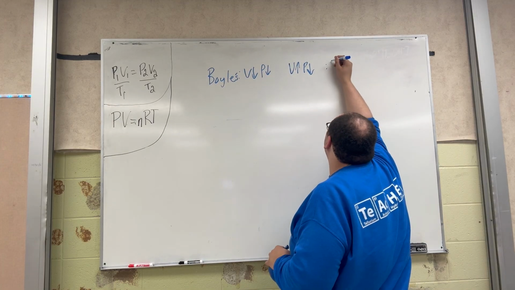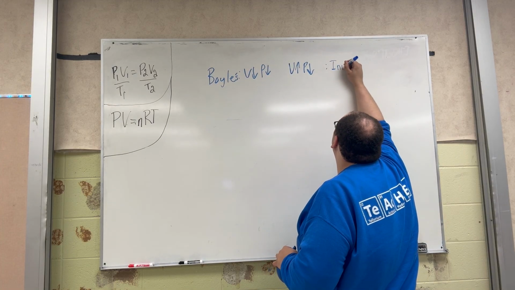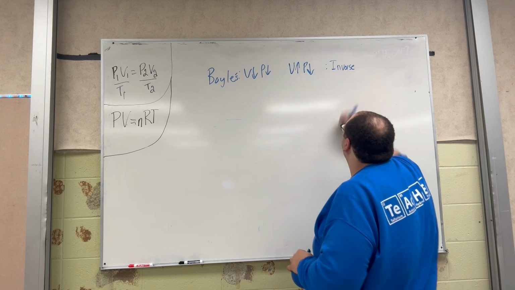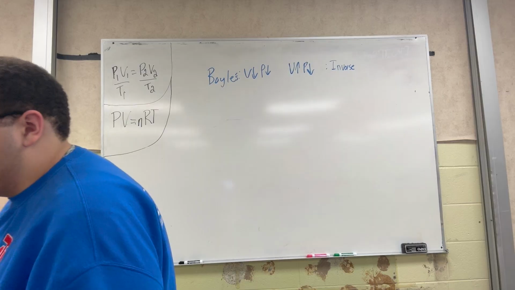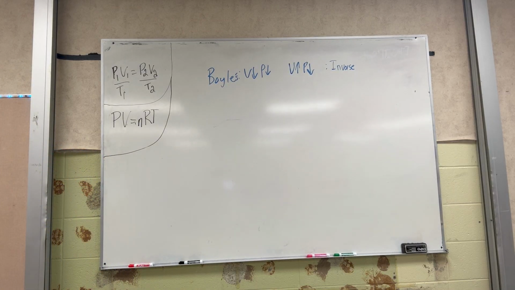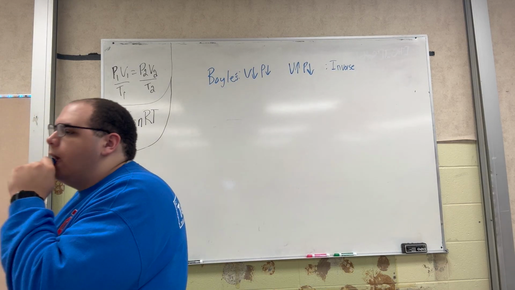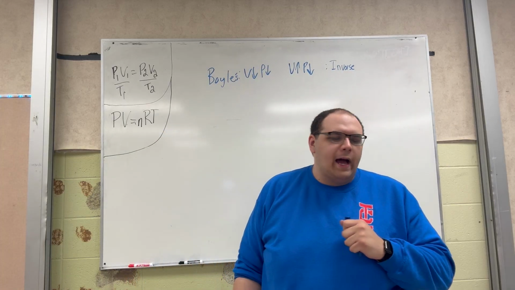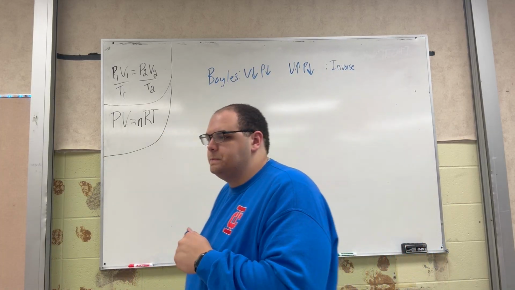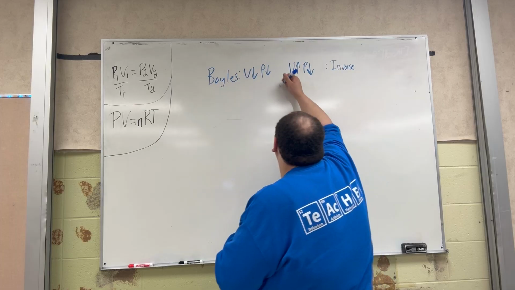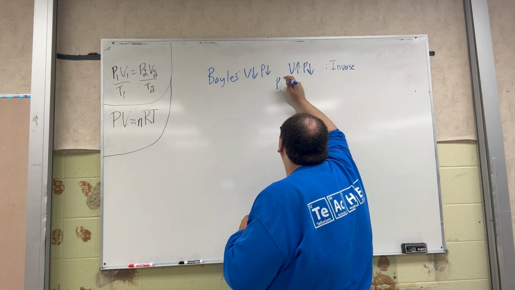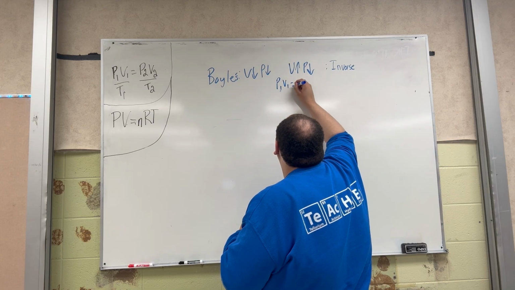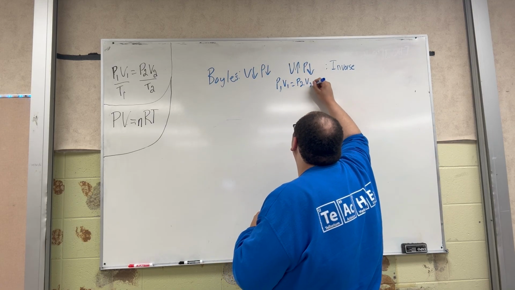And we say that this is an inverse relationship, meaning, as one thing goes up, the other will go down, and vice versa. Cool? Boyle also decided, how can I apply this mathematically? And so he made the very first gas law, P1 V1 equals P2 V2.